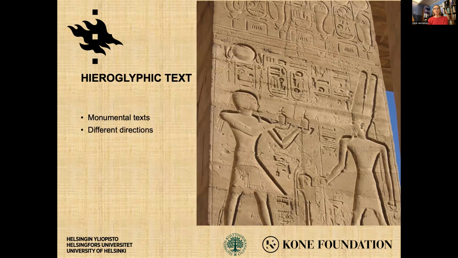Hieroglyphs were generally used in monumental texts, where they could be written in different directions, often depending on the pictures. For example, here, the name of the king is written in vertical columns from right to left, and the name of the god Amun-Re from left to right in similar columns.